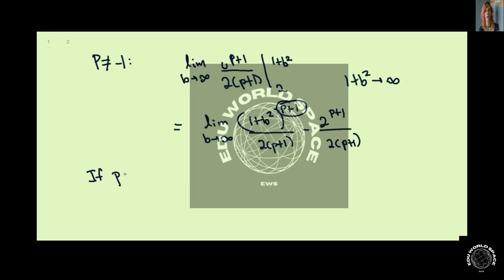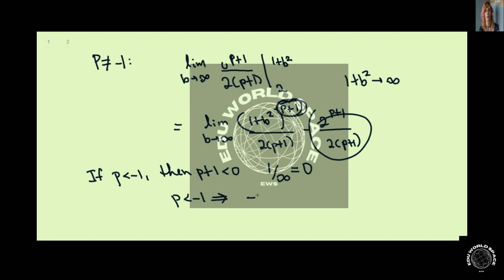If p is less than -1, then p plus 1 is less than 0. And this will ensure that now we have a negative exponent. This will ensure that the infinity goes in the denominator, and that will end up being a 0. So if p is less than -1, the integral just becomes this term here, which is a real number. You're not dividing by 0, so it converges in this case.